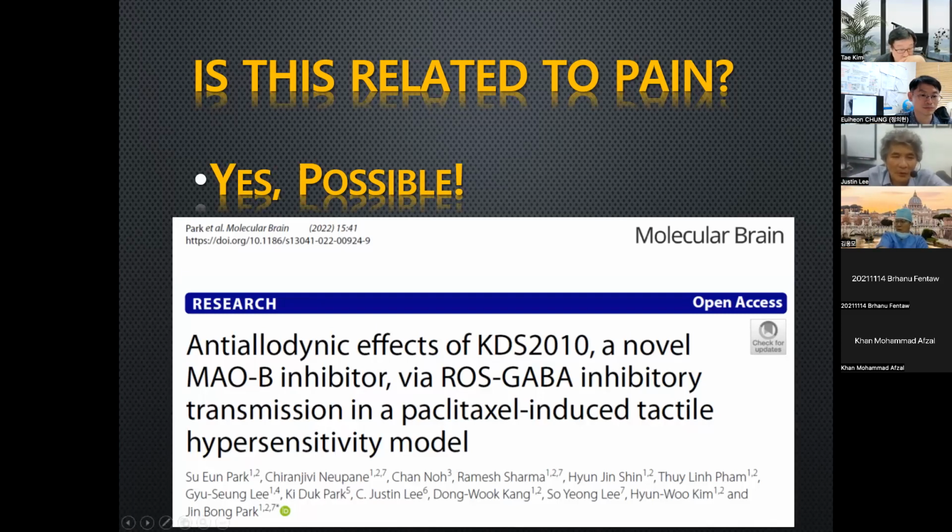We have had a small collaboration with Professor Jinbong Park at Chungnam National University, who has now moved to Seoul National University. He tested the effect of KDS 2010 in the paclitaxel-induced tactile hypersensitivity model. Paclitaxel is an anti-cancer drug, and this causes some reactivity and chronic pain. We were able to show that the MAO-B inhibitor reduces this pain. So definitely there's a strong possibility that these reactive astrocytes are involved. We are waiting for some collaborators.